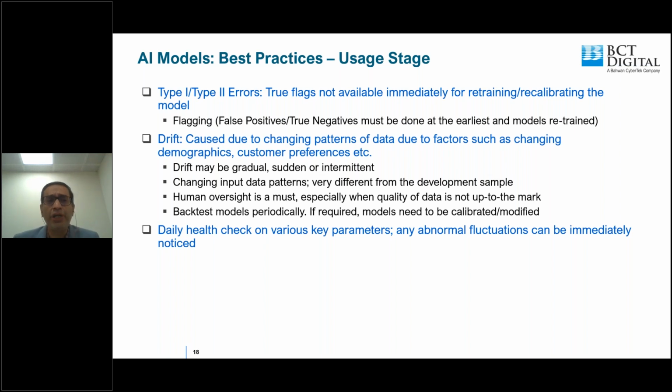Then data drift, we have already talked about this. Data drift could be caused by various factors, including customer preference, change of data, and so on. Here, human oversight is a must, especially when it comes to the quality of data. So this has to be very carefully managed. Therefore, what can be done is a daily health check on various key parameters, including data and your results, as a dashboard, some of which I'll showcase towards the end of this program, so that any abnormal fluctuations in the output could be immediately noticed, and proper measures could be taken to rectify that.